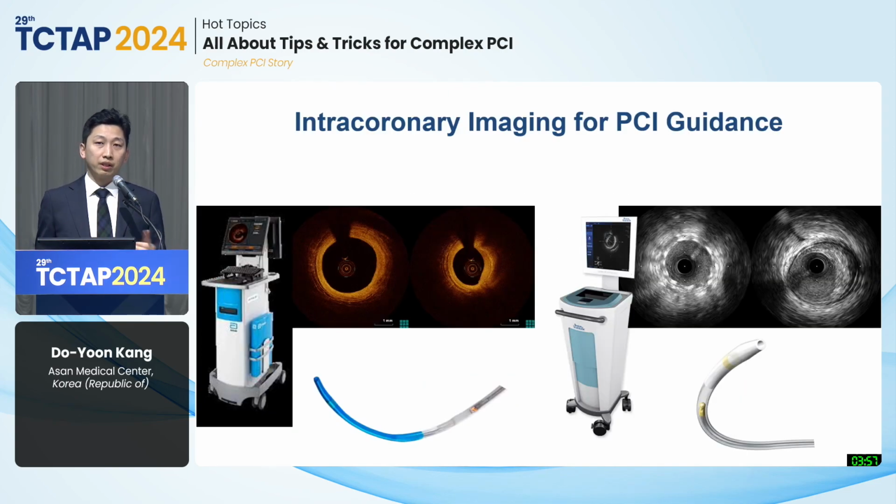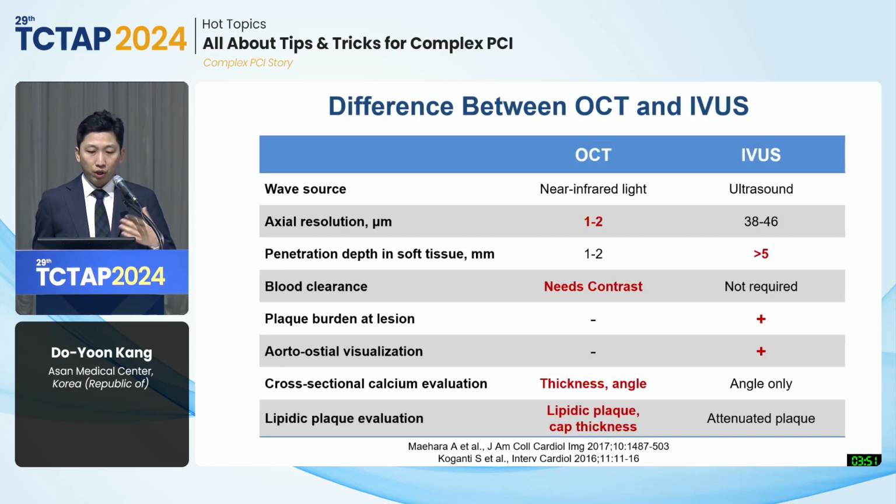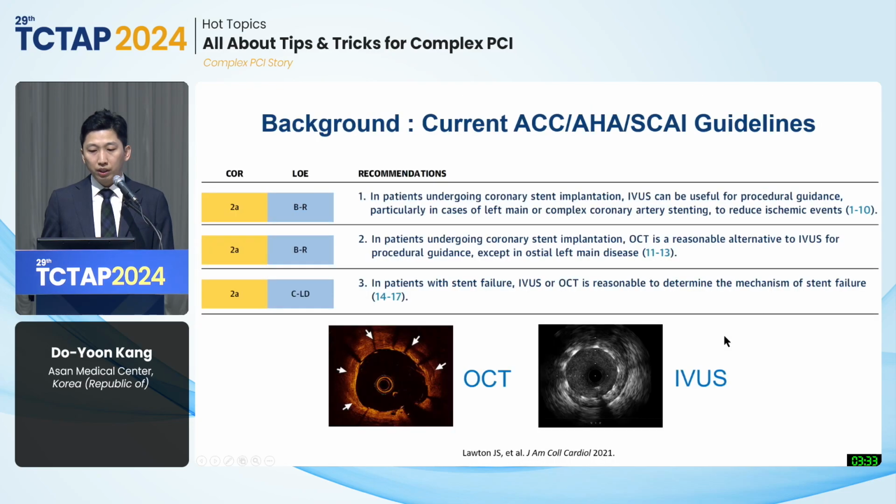And which device shall we use? There are commonly two devices, OCT and IVUS. OCT and IVUS use different wave sources, near-infrared light and ultrasound, so the actual resolution is different. OCT needs blood clearance with contrast, while IVUS can visualize plaque burden, and aorto-ostial visualization is available. So the guideline recommends a 2A indication for both IVUS and OCT.